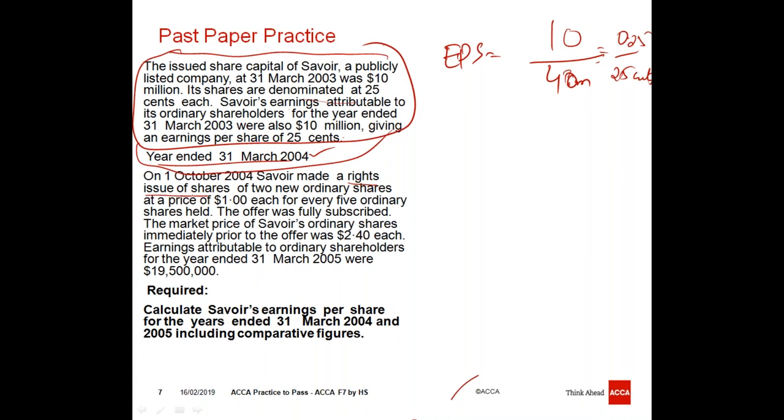Earnings attributable to the shareholders for the year ended 31st March 2005 were 19,500. So ignoring these three zeros, the examiner has already calculated and given us the value of earnings, that is 19,500. All of you are required to just calculate the weighted average shares, or the denominator, for this portion.